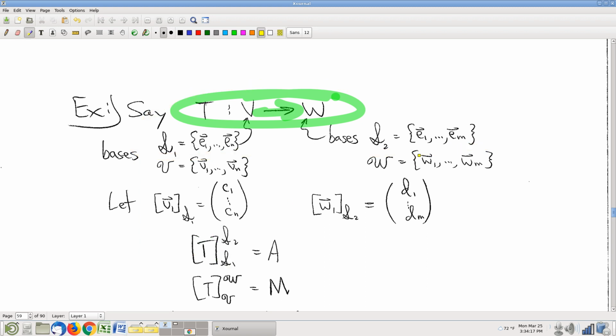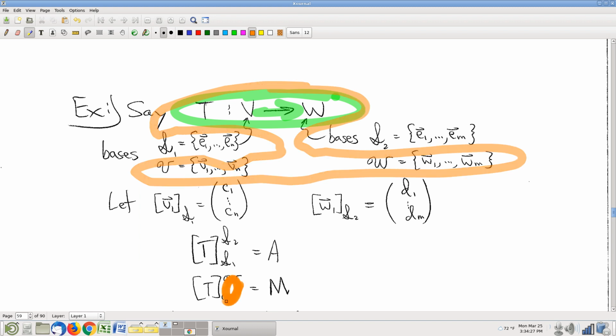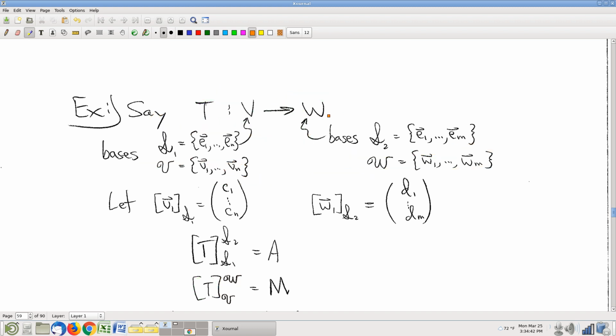Similarly, this linear transformation, I could describe it with respect to V and W. Same linear transformation. Describing it with respect to V and W, I get some other matrix. We'll call that M. Okay. All right. With all of this set up, all I want to do with this example is show you different ways that the same statement might come at you.